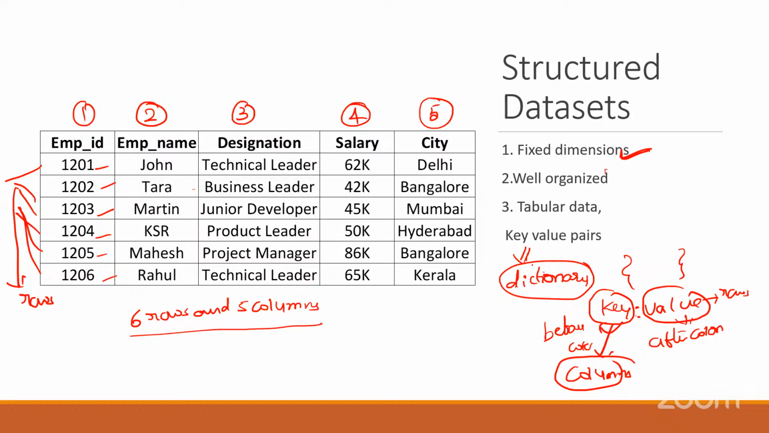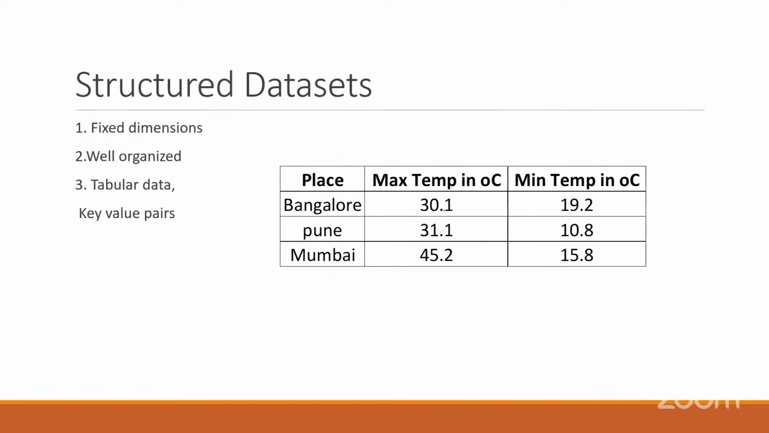Right. So some examples like structured data, well organized. If you look into the data, what is your understanding of the meaning of well organized? What is your understanding of looking at the data?